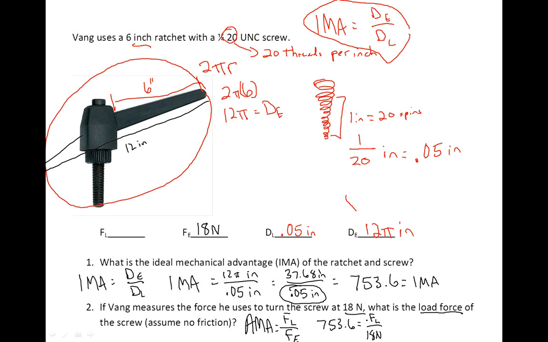We want to isolate the variable, so in order to do that, we multiply both sides by 18 newtons. This gets canceled, so we take 753.6 times 18, and it gives us a big number, 13,564.8 newtons. That is our force of load. Okay, all right.